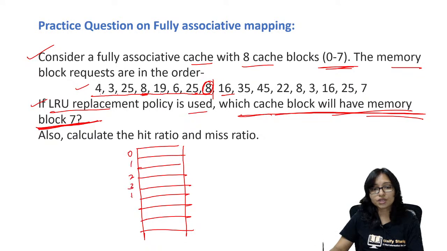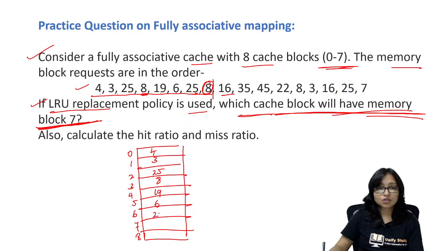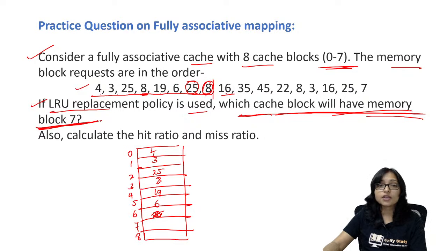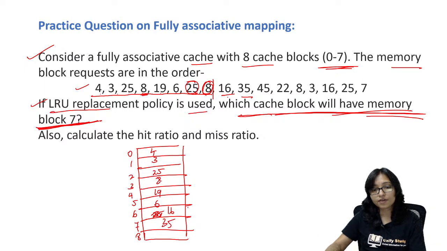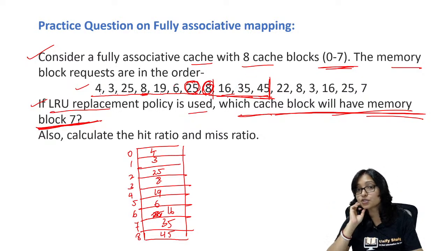0, 1, 2, 3, 4, 5, 6, 7, and 8. 4, 3, 25, 8, 19, 6, 25. 8 is already there, 25 is already there, no need to take the 25, it is also a hit. 25 is also a hit, 8 is also a hit, right? So that's why I will take now 16 here, and here I will take 35, here I will take 45, right? So, till 45 there is no problem because this 2 was a hit, right? Till here there is no problem.